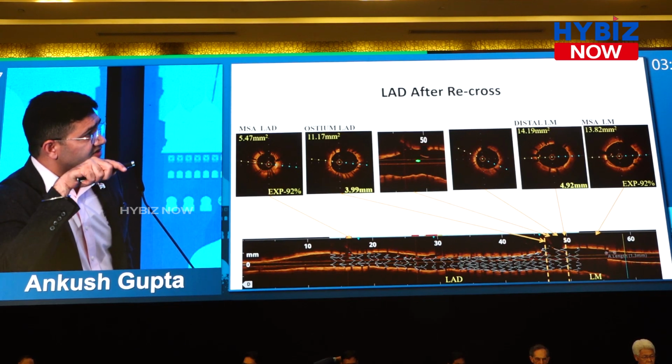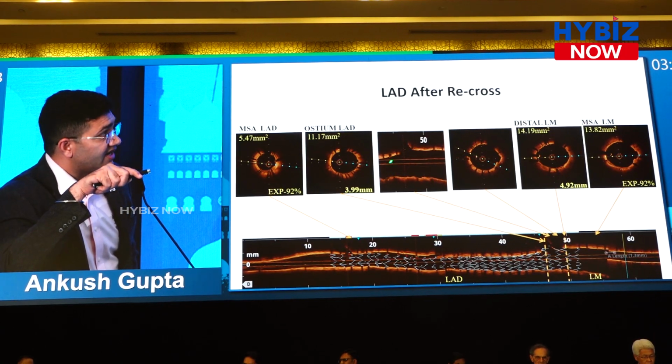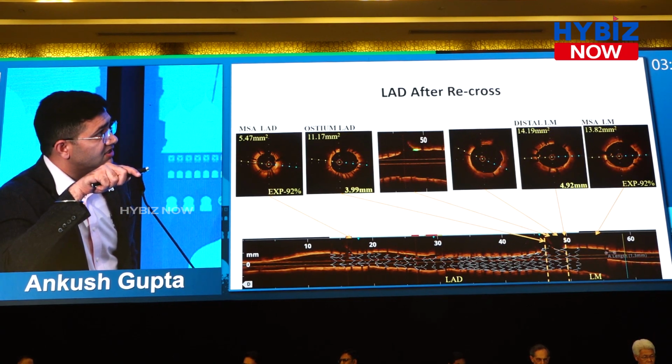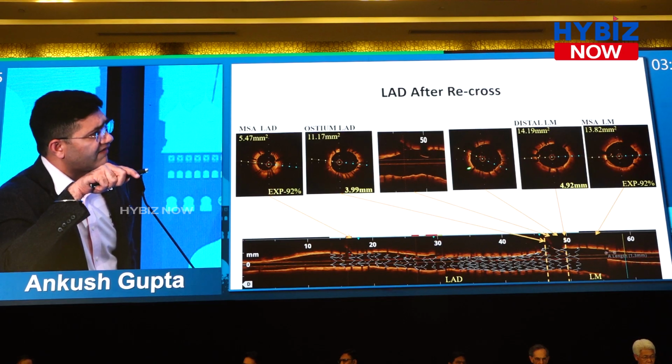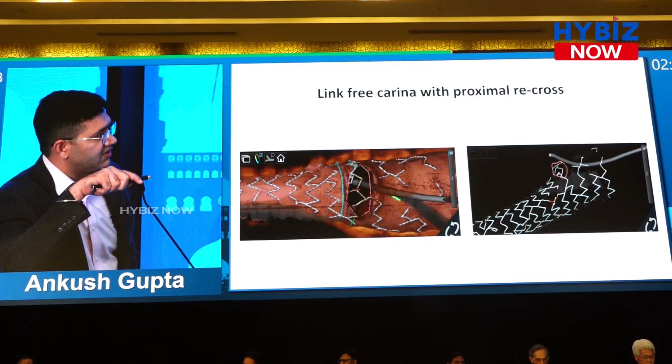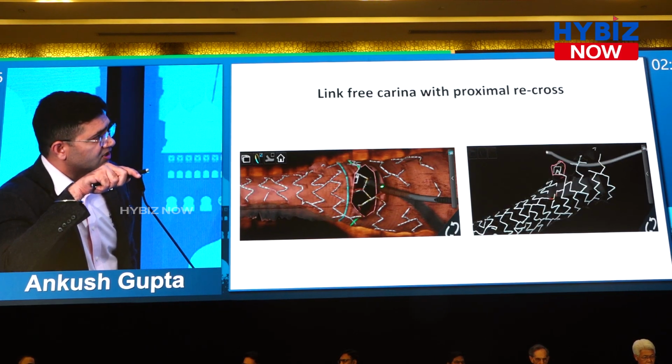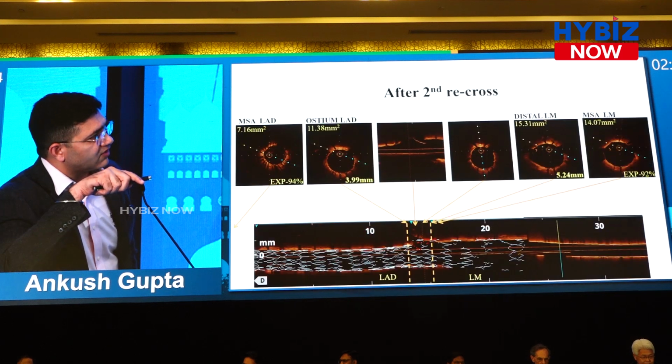We always recommend that you see all three views, whether your wire has gone through the distal stent strut or not. Can you see here in the L mode, my wire has gone through the proximal stent strut. Even in the B mode, my wire is coming late after the carina. So it's a proximal recross. You can confirm it with the 3D reconstruction.